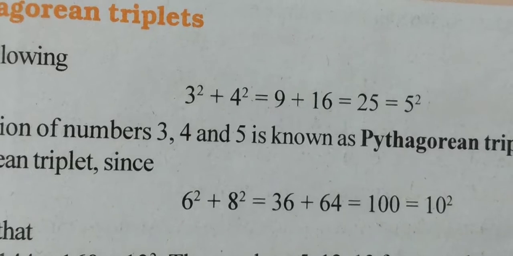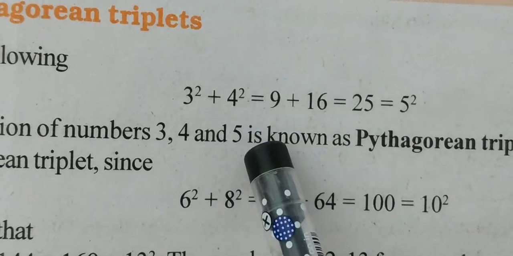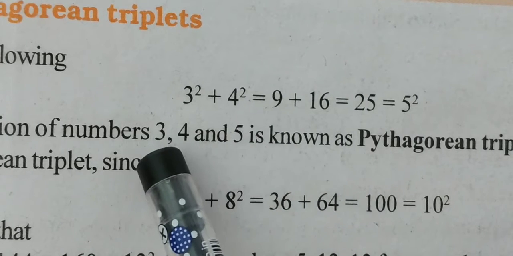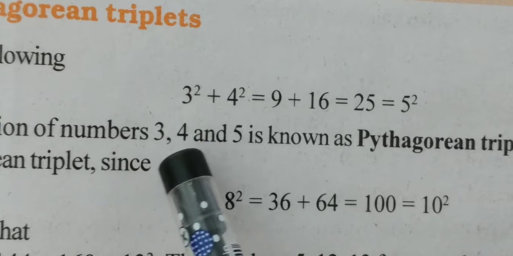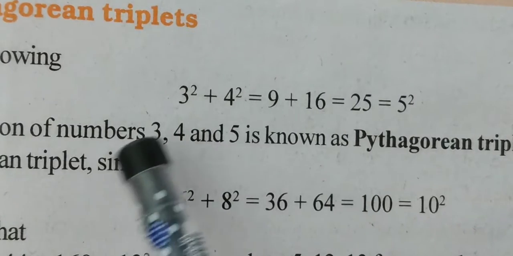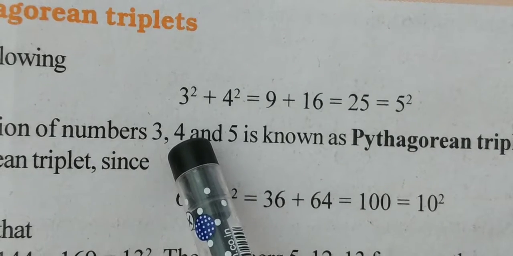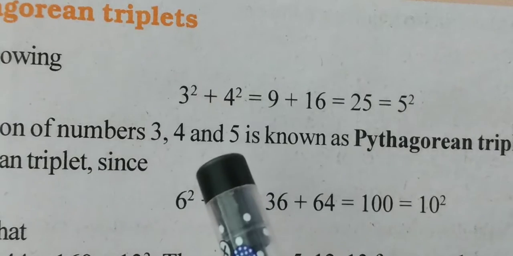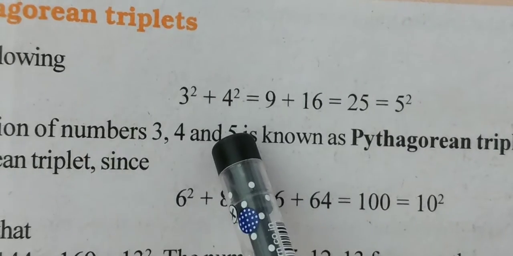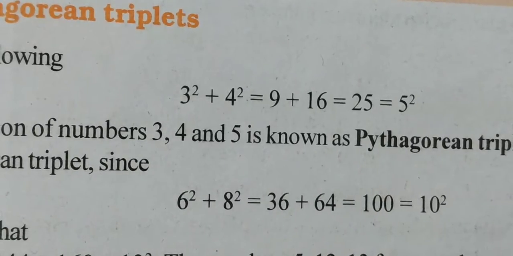See, 3, 4 and 5. It's a collection of three numbers, 3, 4 and 5. Let's check whether it's a Pythagorean triplet or not. 3 and 4 are smaller than 5. So the square of 3 is 9. Square of 4 is 16. 9 plus 16 is 25. And 25 is nothing but the square of 5. So 3, 4 and 5 are Pythagorean triplets.